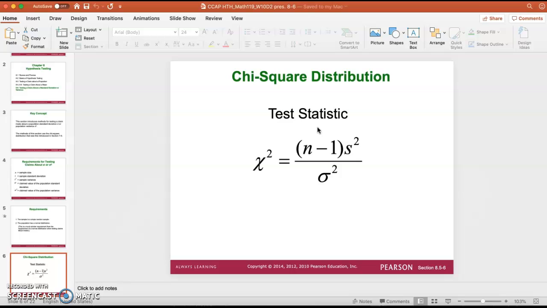The test statistic will look just like this, using our chi-square value. It's the same formula from section 7-5, where the chi-square value is equal to the degrees of freedom times the sample variance, all divided by the population variance. And a quick note: when you find this value, this doesn't mean to square all this again. This is just saying it's a chi-square value. That's just what you call it. So once you evaluate this, you don't have to square it again.